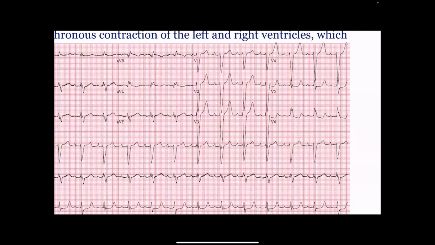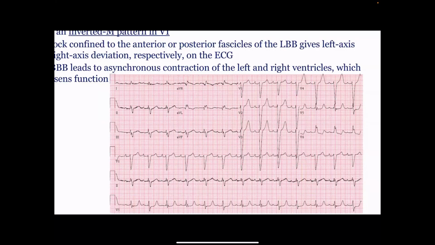Left bundle branch. Okay, why? Because you see the deep S on V1 and V6. You see the deep S on V1, deep in V6. And what do you see in V6? The M. Sorry, I was seeing V3.